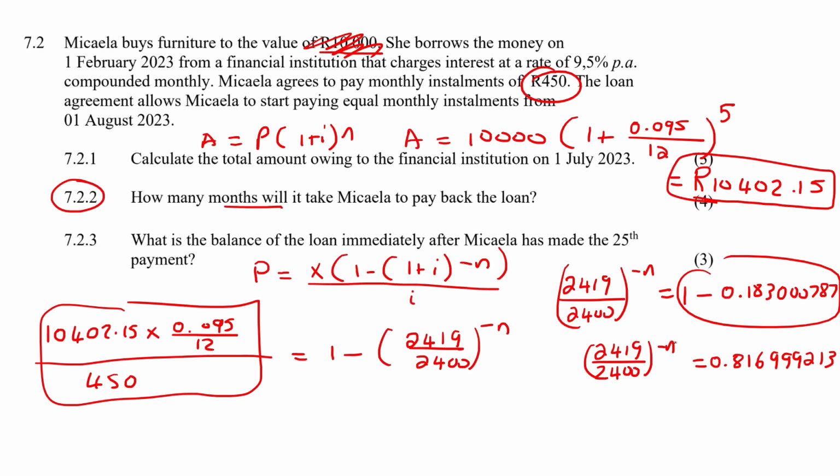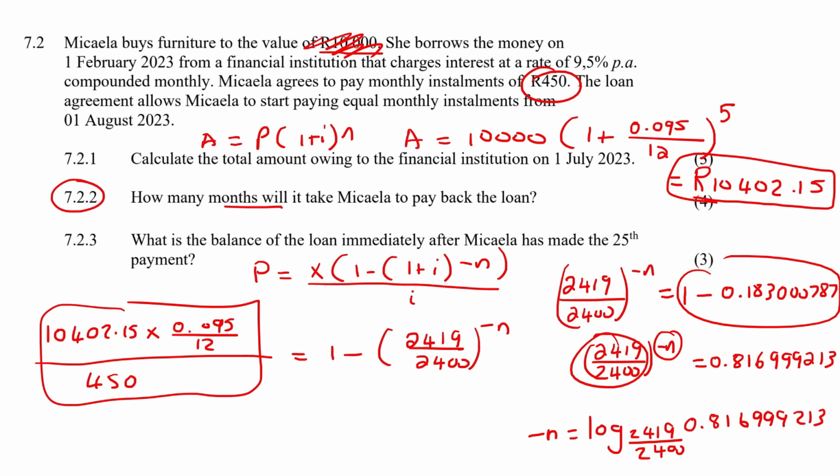So with logs, you take your exponent, you make it equal to log of your base. Your base always stays your base. Whether you're going from exponential to log or log to exponential, your base stays your base. So this was the base, and now it's still in the base position. So that's a nice thing to remember. And then 0.816999213. Okay, so it would look like that. Let's go type that in.